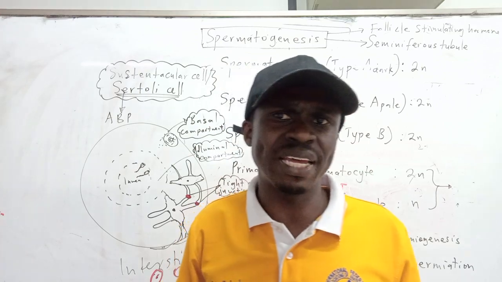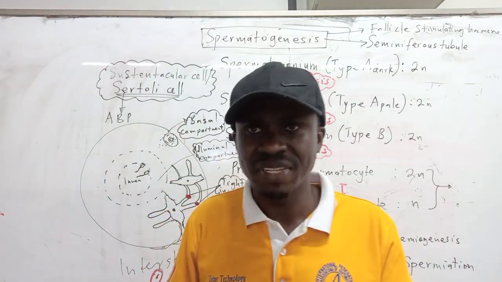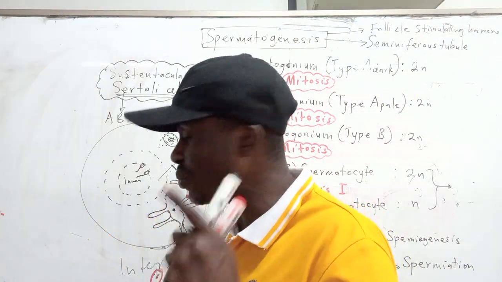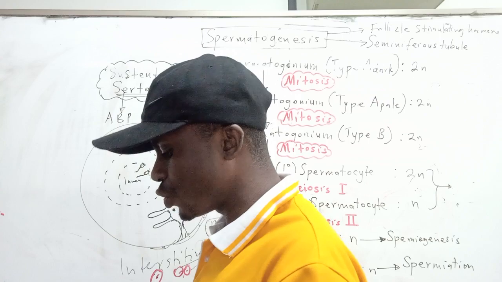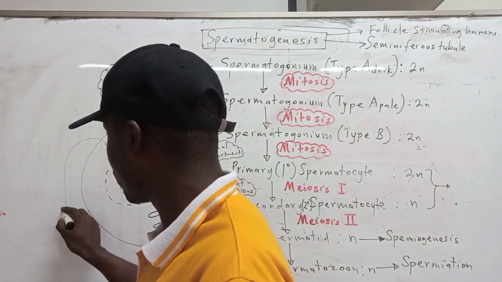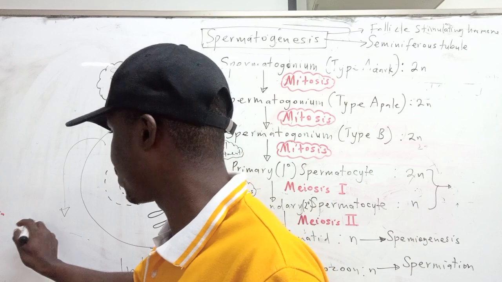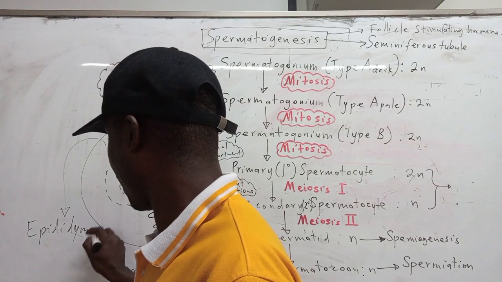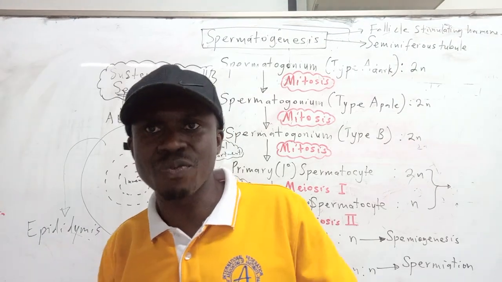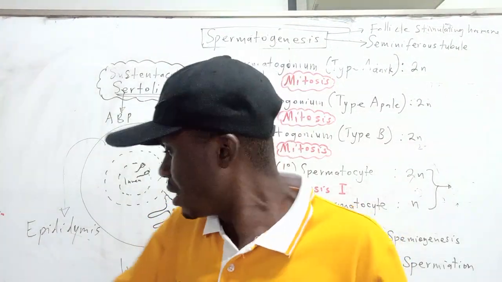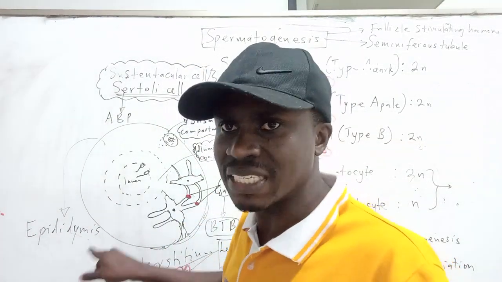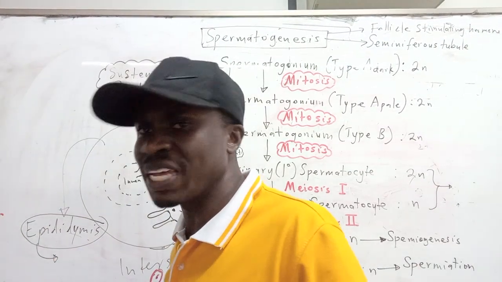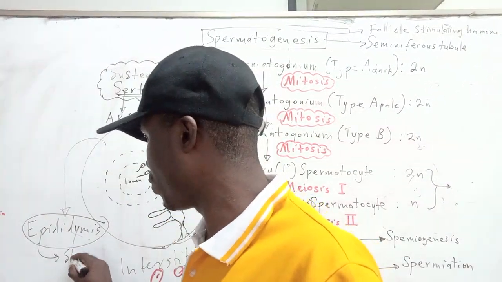And why should they go into the epididymis? Number one, they go into the epididymis for storage. That's the question you want to answer: why should it go into the epididymis? Remember that the plural form of epididymis is epididymides. So why going in here? For some function. Number one is for storage. They are going to be stored over there.